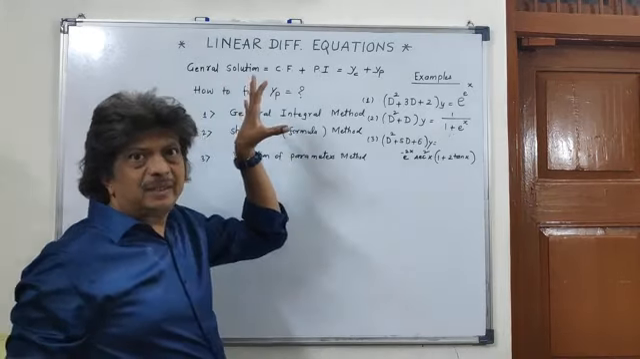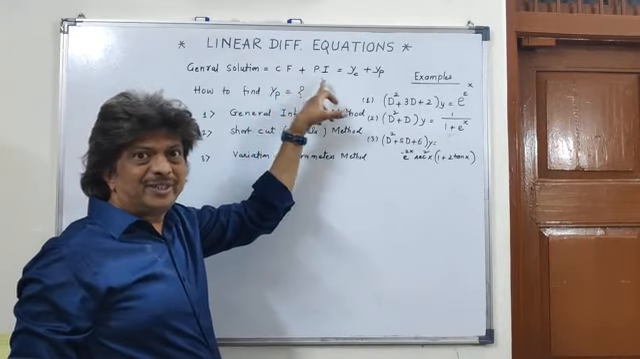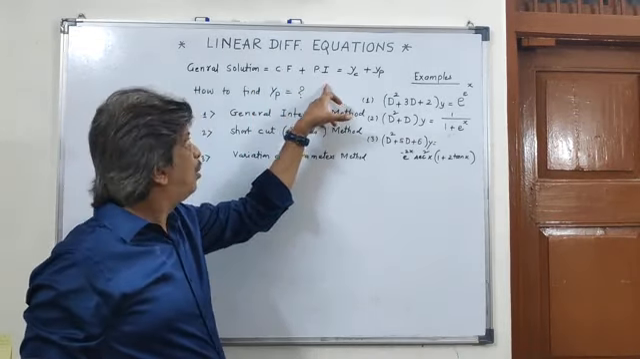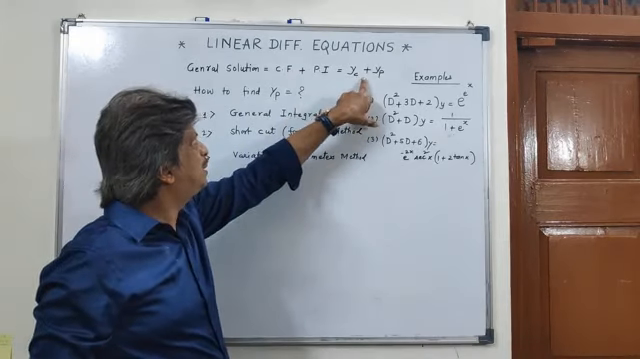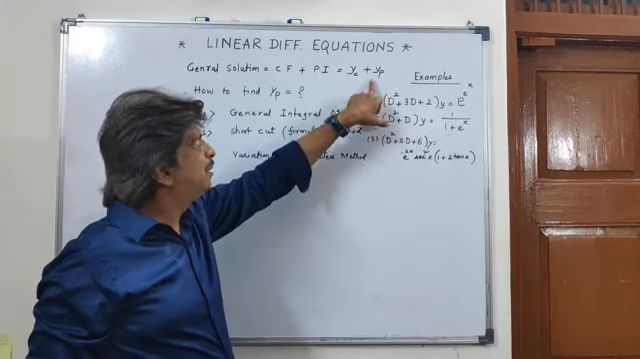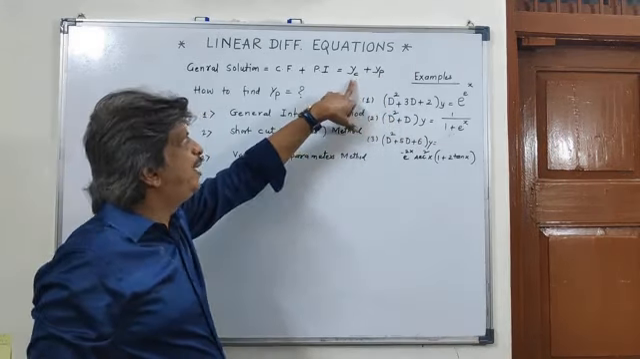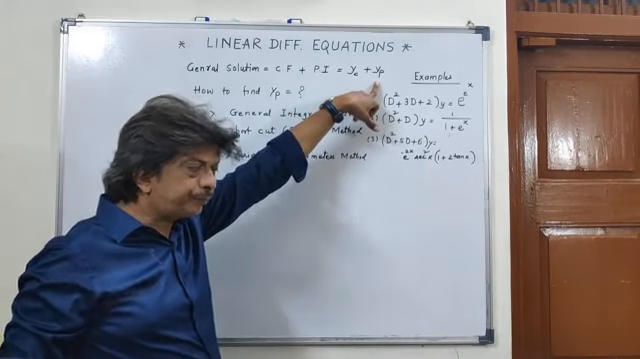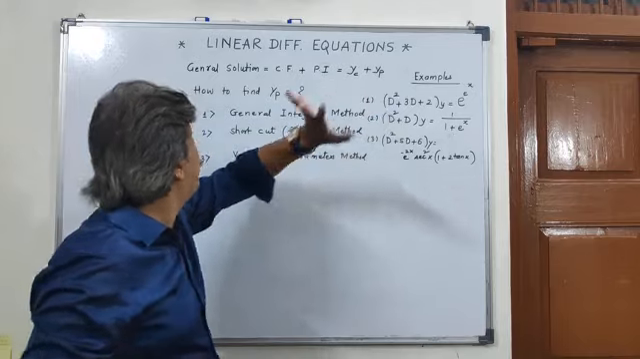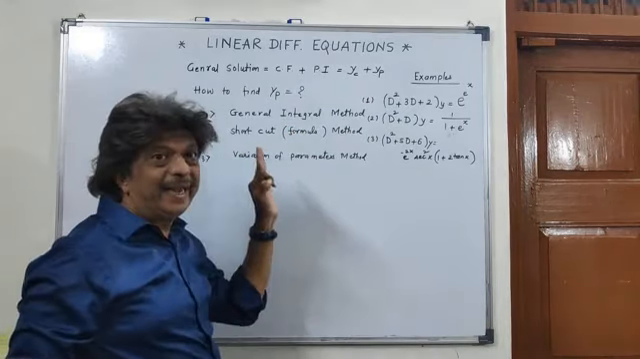So we know that the general solution is nothing but the sum of the complementary function and the particular integral. Complementary function is denoted by y suffix c, plus the particular integral is denoted by the notation y suffix p. This c denotes the complementary part, whereas this p denotes the particular integral part. Now, how to determine this particular integral?